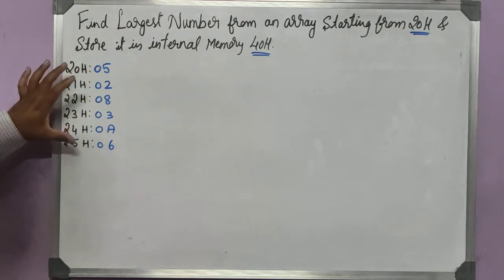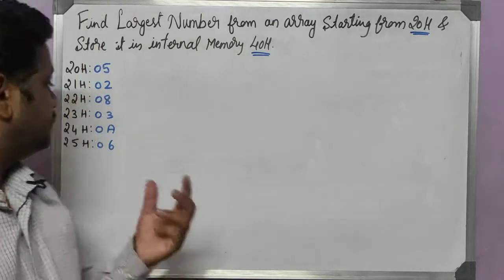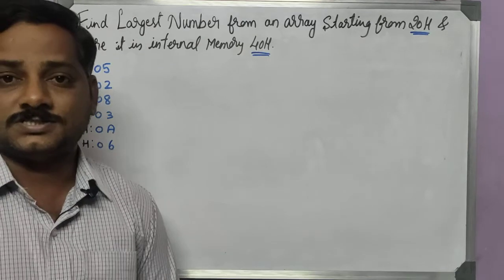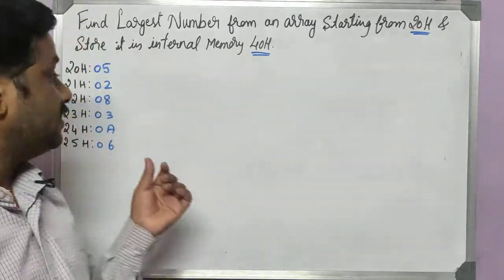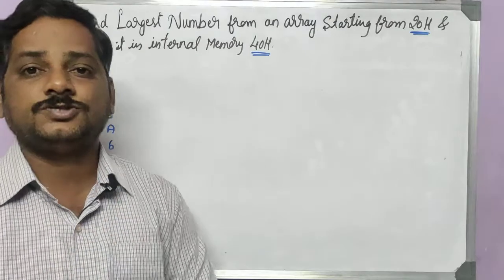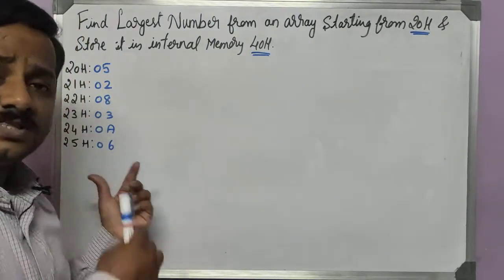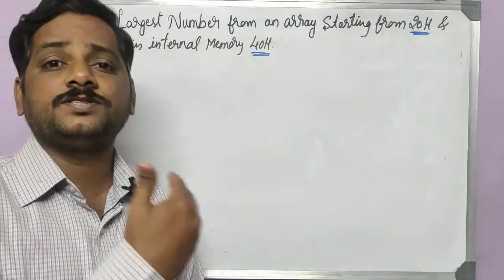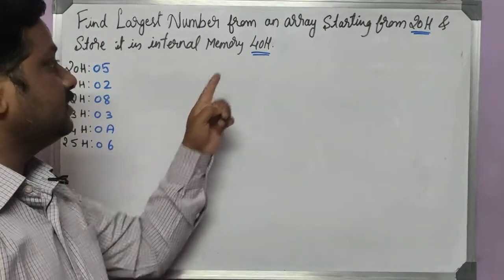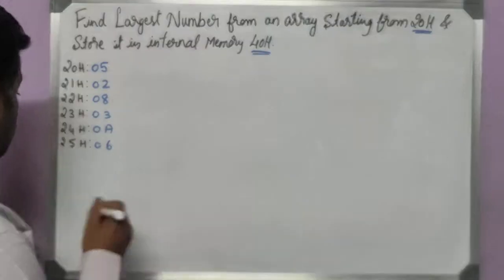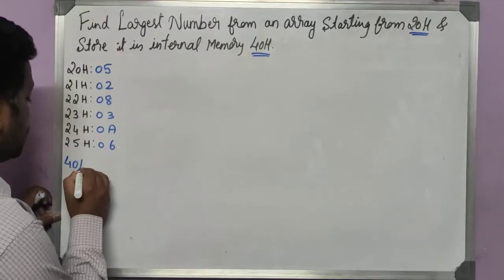So how many data have I given? I am just considering 6 data. Among these 6 data, which is the largest? That is what you need to find, and that largest number has to be stored at 40h. So this is the data we need to give, and once you execute the program, we should get the answer in 40h. At 40h finally we need to get the answer.